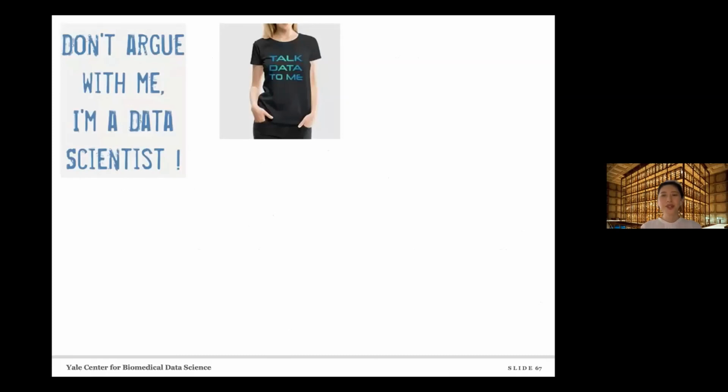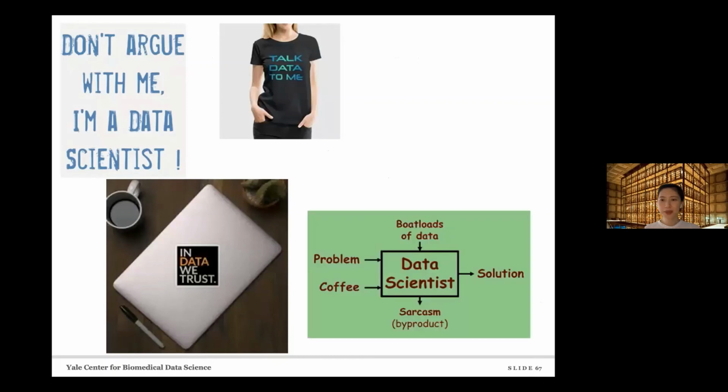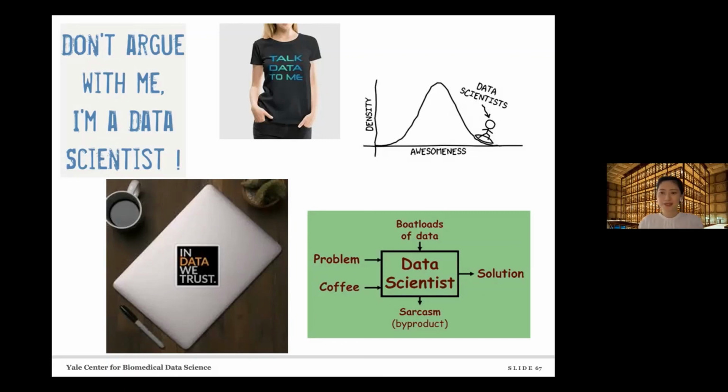Just in conclusion, for data scientists, we joke, we let the data talk, just don't argue with me. Data we trust. And here's a model for data scientists. You never know what could power data science. Coffee and free goodies and pizza, particularly New Haven pizza, really can do a lot more magic than you can imagine. And we are just awesome people. And so you are very awesome people too.